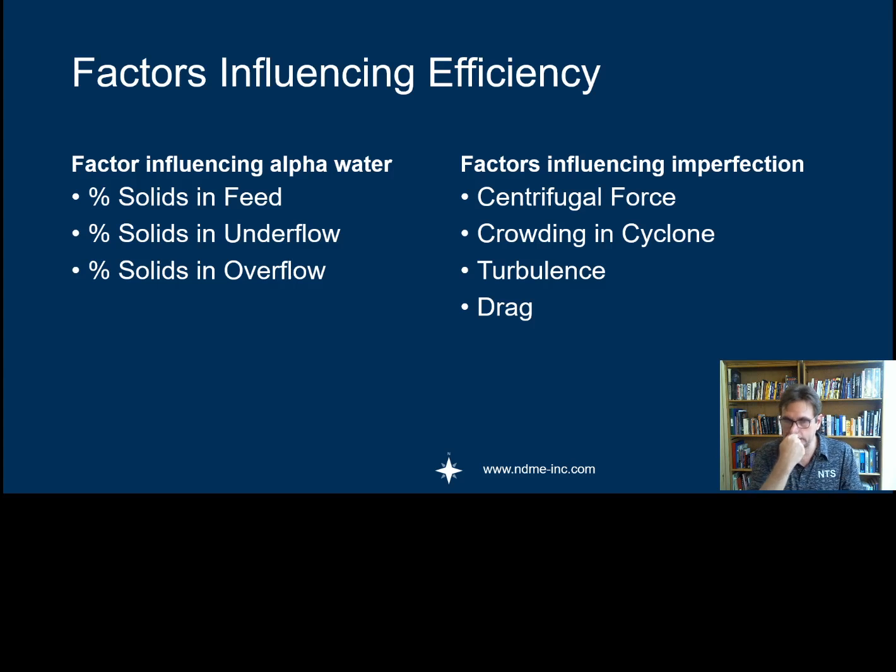Now, as I said, that short circuiting to the underflow is really a game of the water. So the feed percent solids in the water and underflow is seriously what dictates the alpha water. Then the other factors that influence the sharpness of the curve will be centrifugal force, which is ideally cyclone size. Crowding in the cyclone, think about that. If it's a traffic problem, if the small particle wants to go to the overflow, it just can't because there are big particles in its way. So that's where RD has an influence. Turbulence can have an influence as well. Drag too.